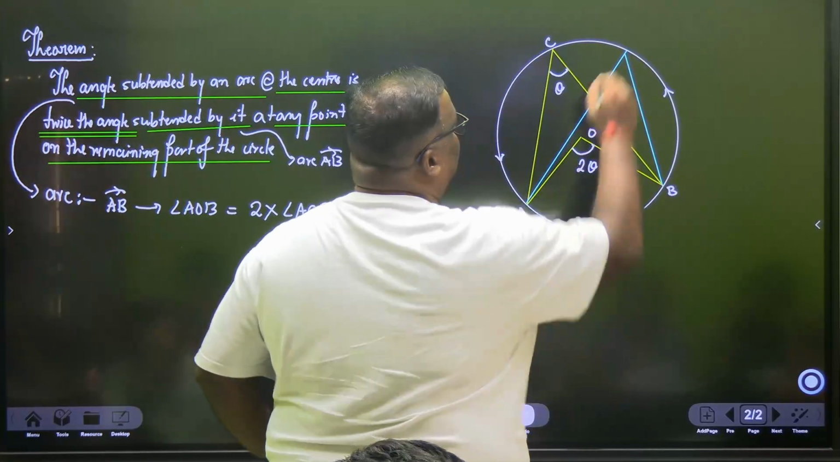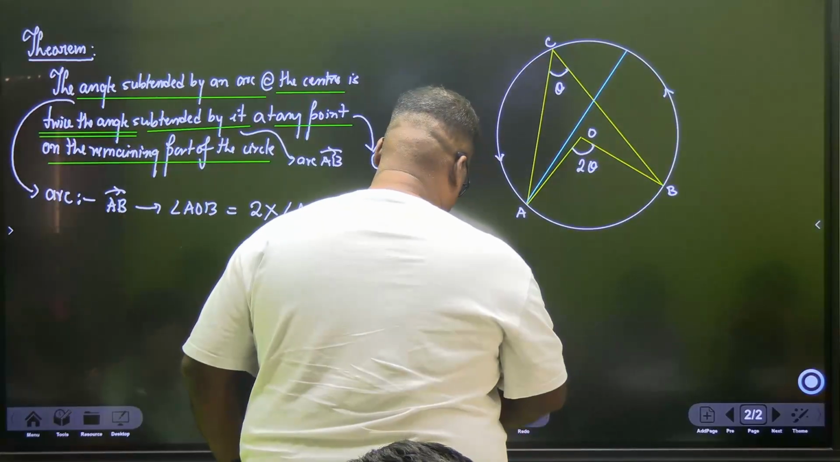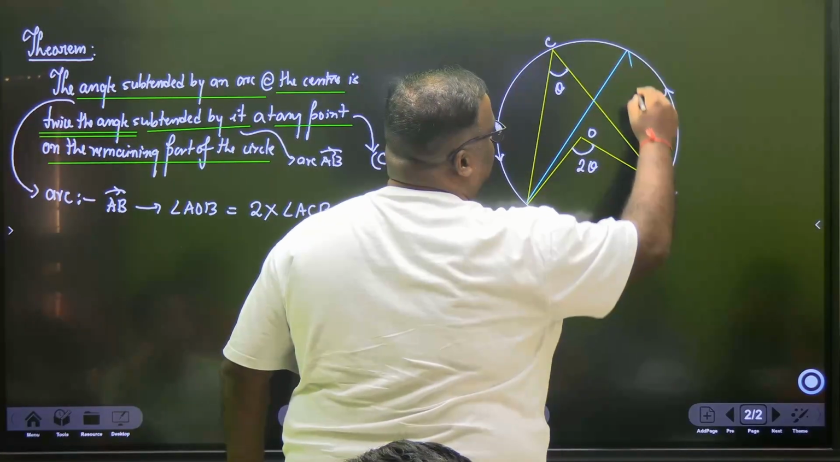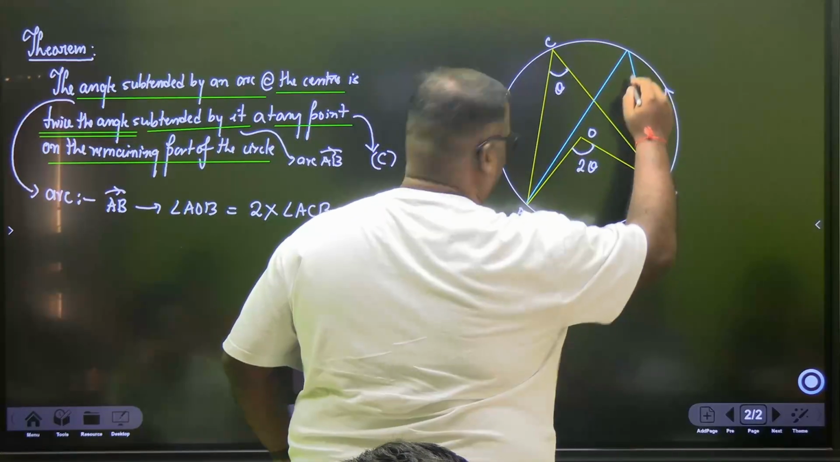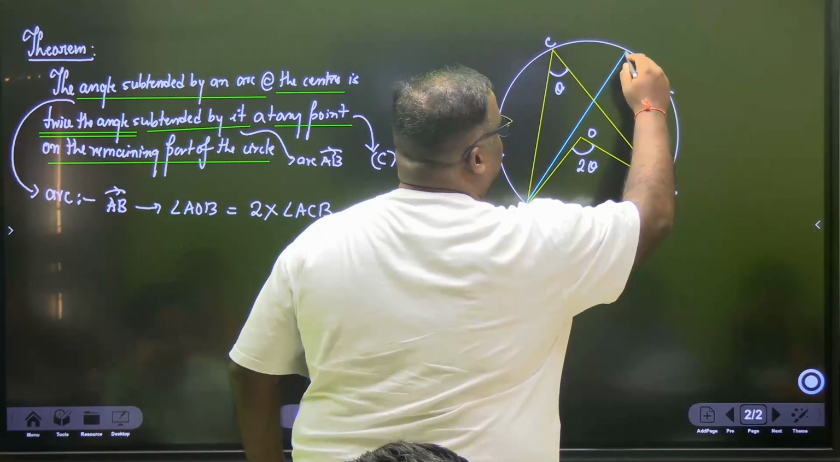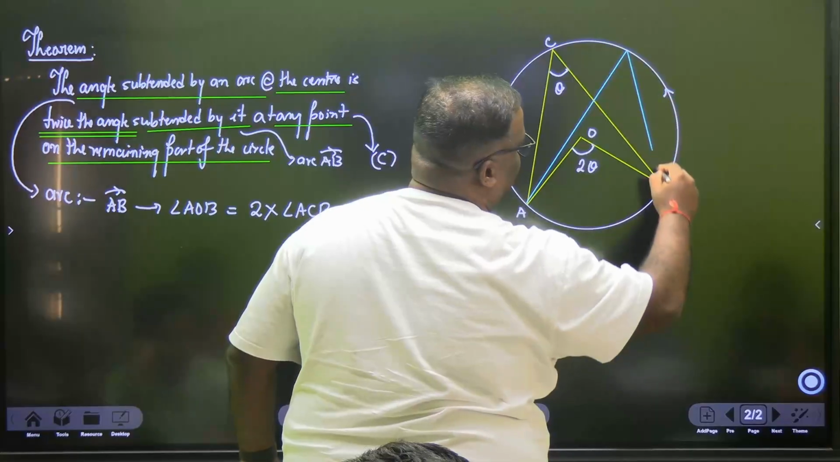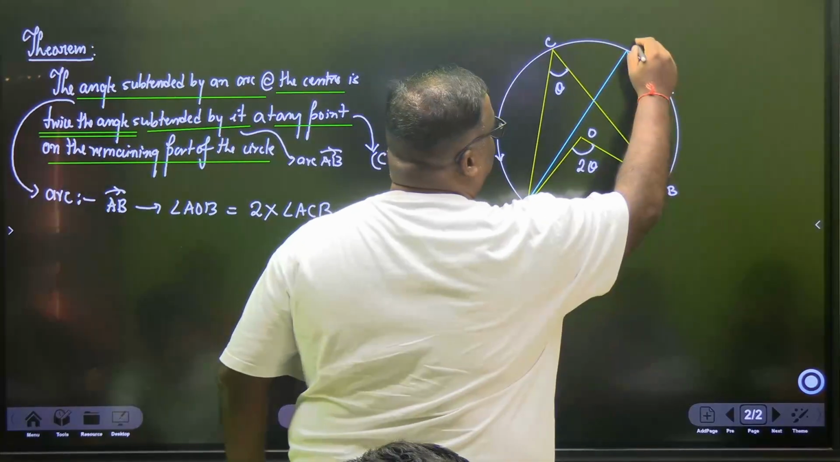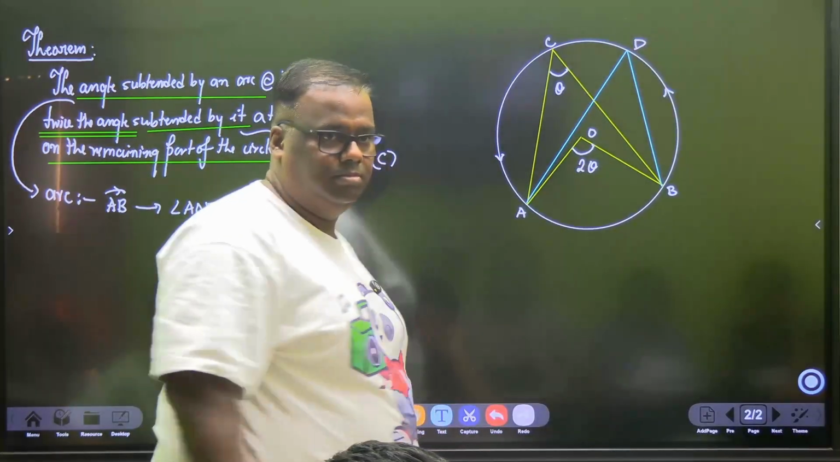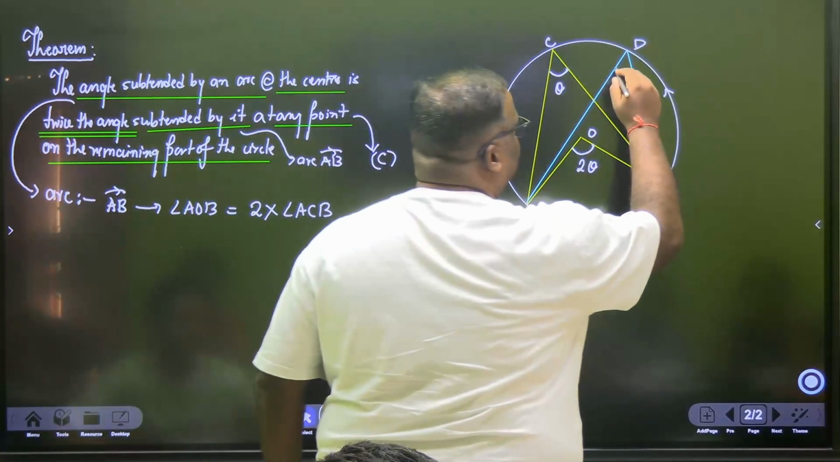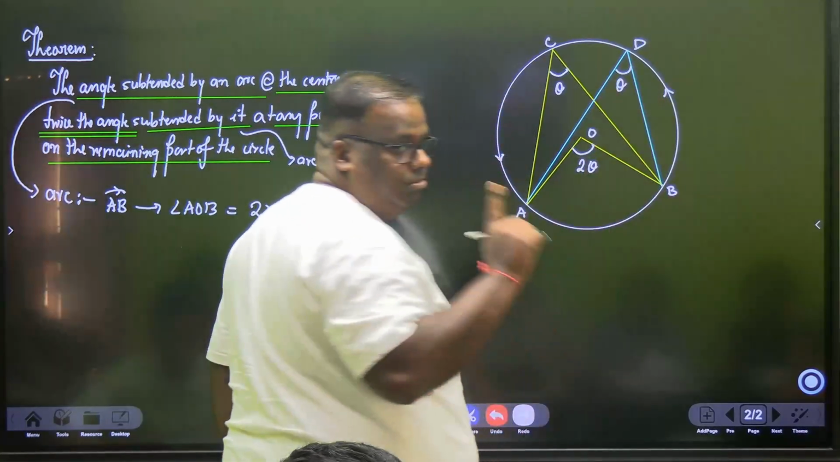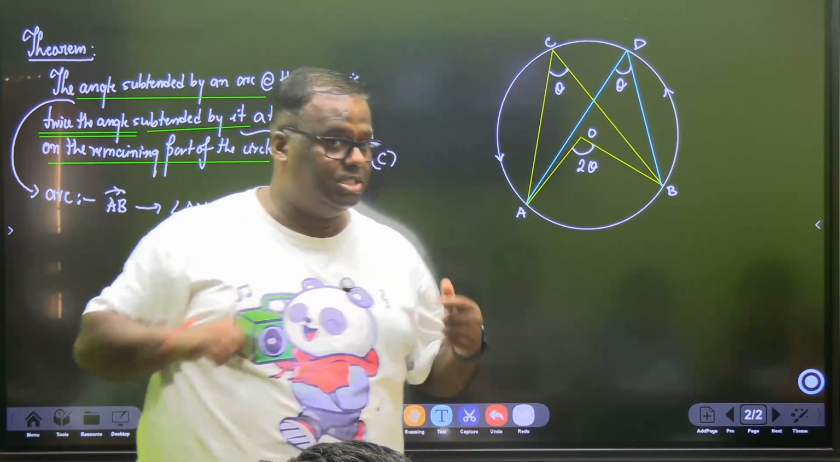It was actually a point D. Say this was a point D. Then also, this angle would have been theta. You see it from the other side.